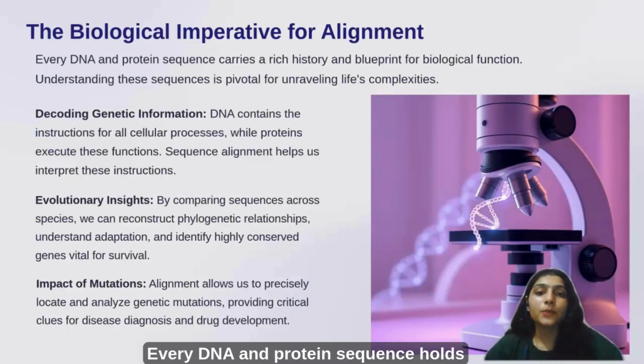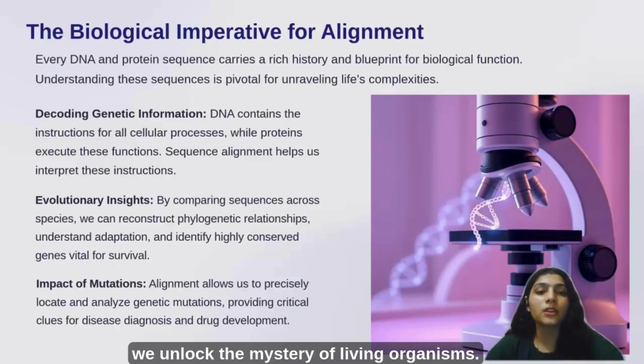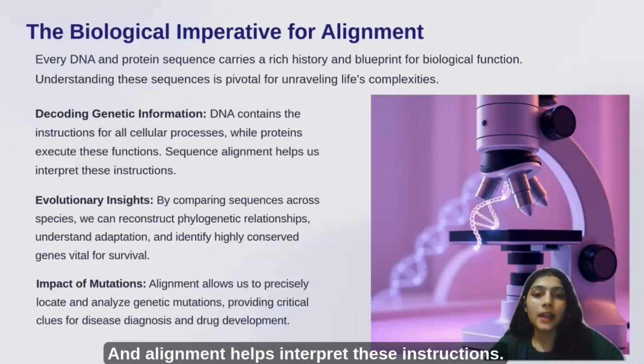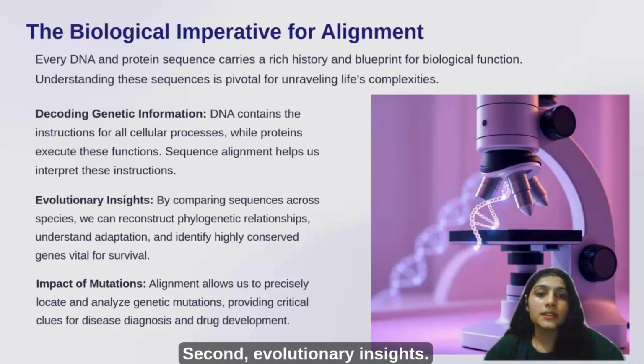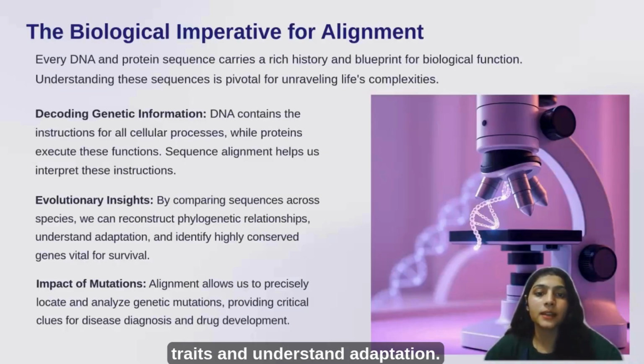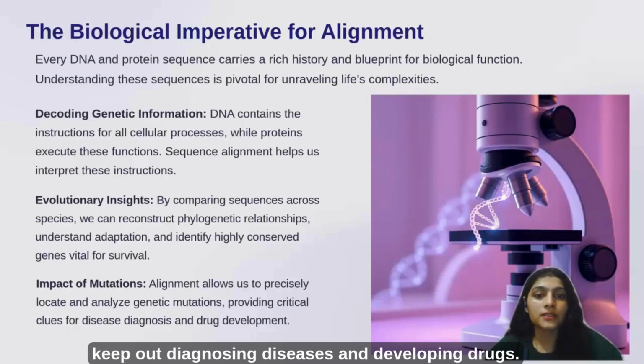Every DNA and protein sequence holds the blueprint of life. By understanding these sequences, we unlock the mystery of living organisms. It helps in decoding genetic information. DNA contains instructions, proteins execute them, and alignment helps interpret these instructions. Second, evolutionary insights. Comparing sequences helps reconstruct phylogenetic trees and understand adaptation. Third, impact of mutations. Alignment lets us locate and analyze mutations, key for diagnosing diseases and developing drugs.